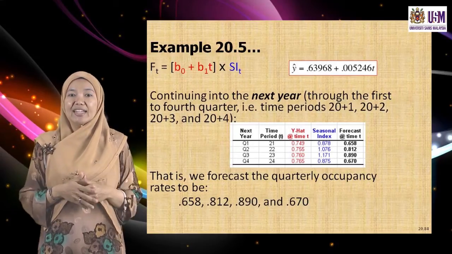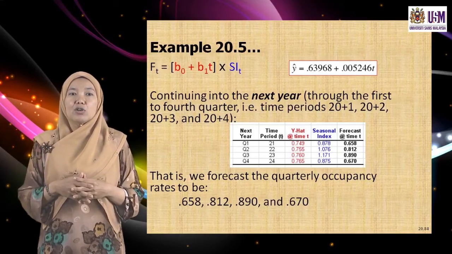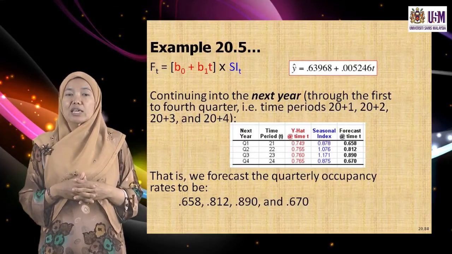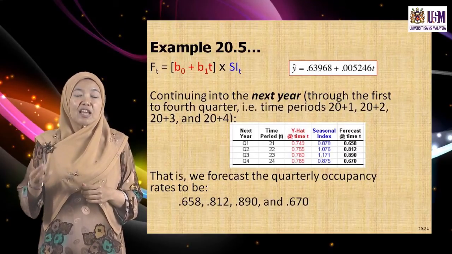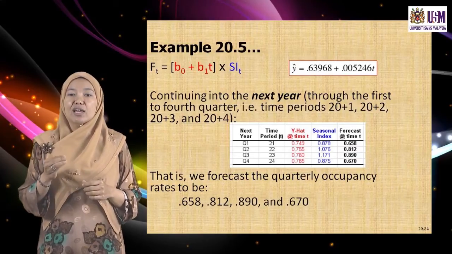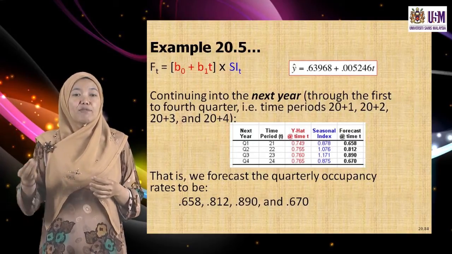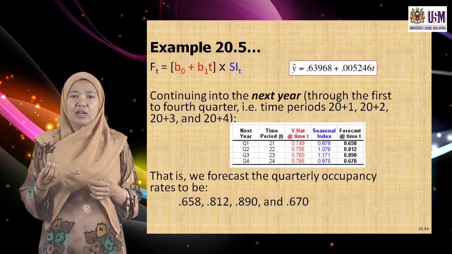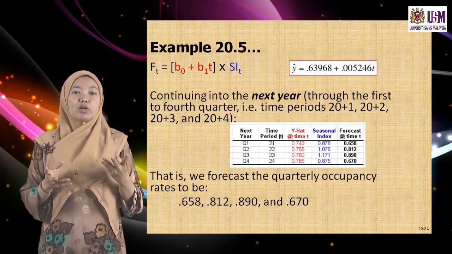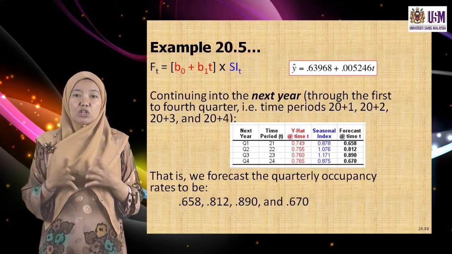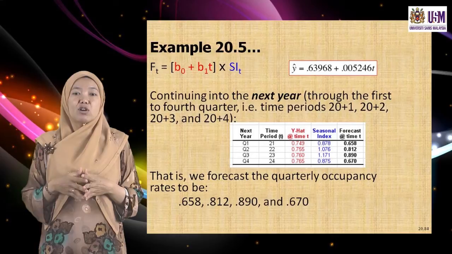And then you have your Y hat, and you already have your seasonal index. So what you need to do is put them together, your regression line multiplied with your seasonal index, so you get the forecast value for the hotel occupancy rate in quarter 1 of 2008, a value of 0.658. And the same thing for the second quarter of 2008, your regression line with period 22, multiplied with seasonal index 1.076, you get a forecast value of hotel occupancy rate 0.812. And similarly, for quarter 3, you have a forecast value of 0.89.